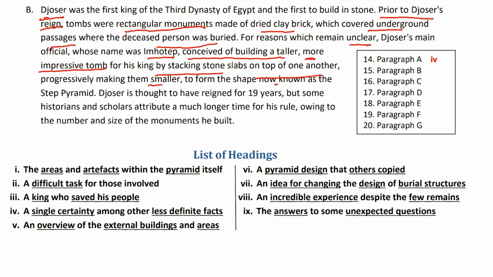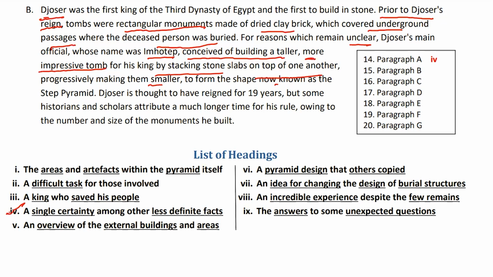So after reading this, we can go back to the list of headings. I should mark this 4. This has been updated. The areas and artifacts within the pyramid, no, there's no mention of that. A difficult task, no. A king who saved, no. An overview, no. External buildings, no. A pyramid design that others copied, no, there's no mention of copy. An idea for changing the design of building structures.